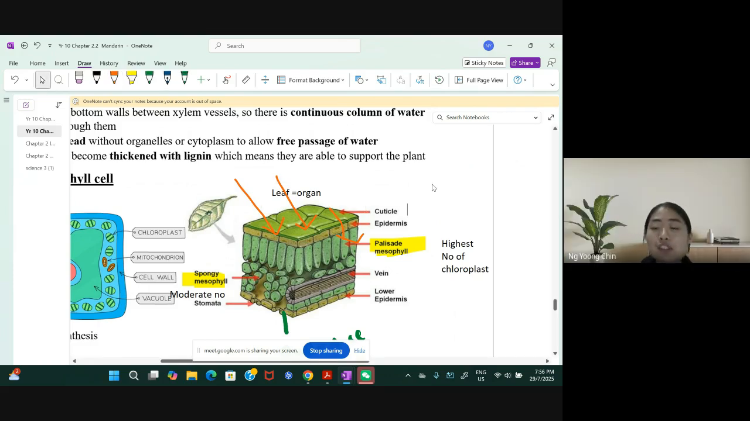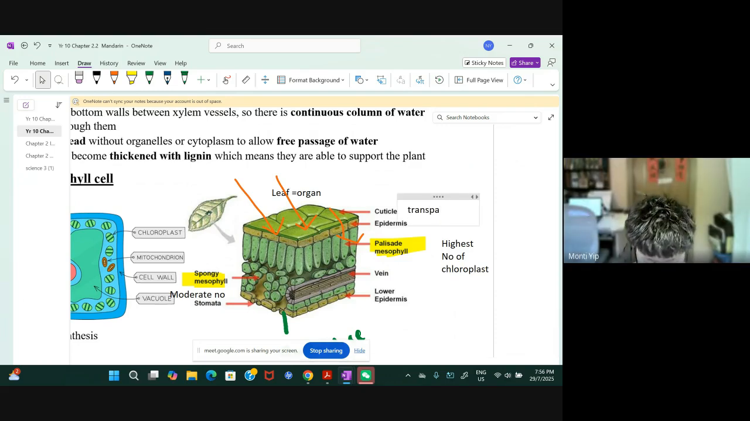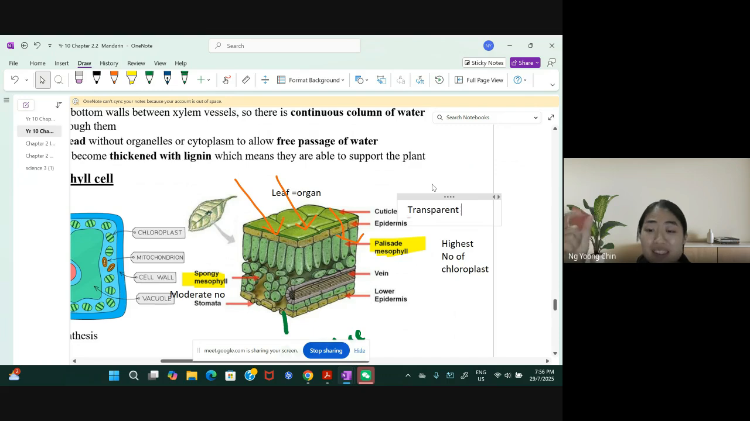Have you touched the surface of a leaf before? It's very smooth, right? Then you can feel something like wax. It's a transparent layer. That's why it is located above the epidermis, to allow the sunlight to directly penetrate.